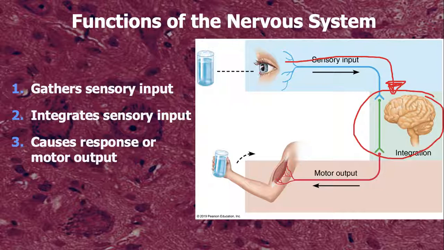And then step three, it causes a response or motor output. So we're going to send information back out of the central nervous system to something else. And in this case, we're sending information to your arm muscle to say, I need to contract to lift that bottle up. Okay? So three basic parts, the functions of the nervous system.